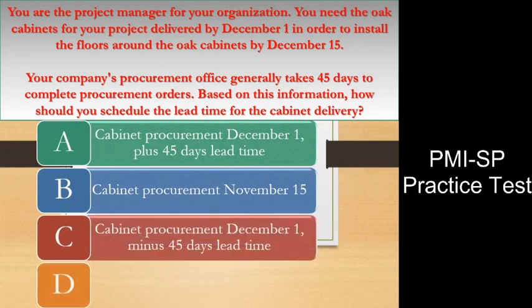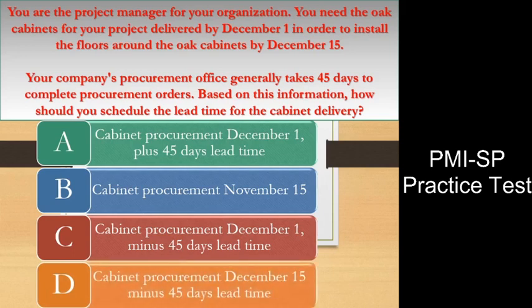A. Cabinet procurement December 1st, plus 45 days lead time. B. Cabinet procurement November 15th. C. Cabinet procurement December 1st, minus 45 days lead time. D. Cabinet procurement December 15th, minus 45 days lead time. Answer. C. Explanation. The cabinet procurement and delivery must be completed by December 1st. By scheduling the activity to finish on December 1st with minus 45 days lead time for procurement, the cabinets will arrive by the needed date.